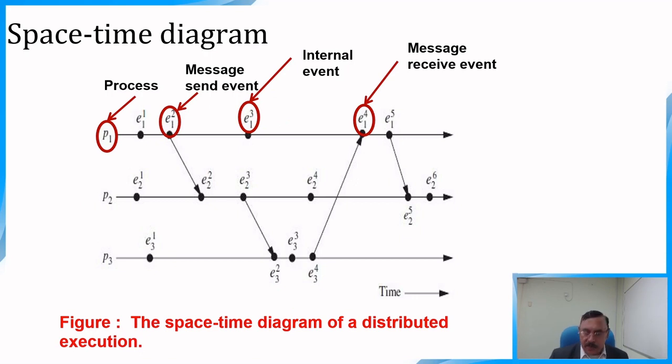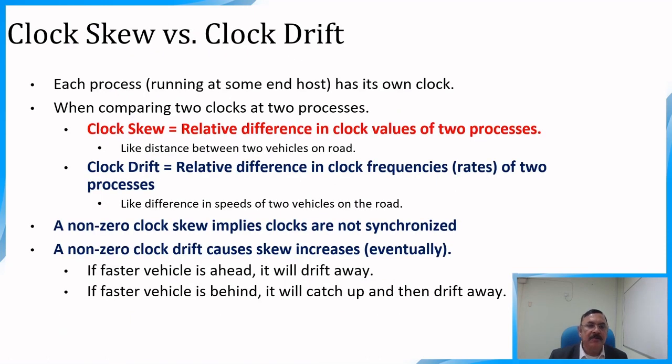So, let us take this particular fact by a diagram which is called a space-time diagram. Space means these processes P1, P2 and P3. They are the distributed system processes running at different geographic locations, that is why there is space. Each process runs its events using its own clock, called internal events. Among these there are two specific events: one is the message send event, which communicates across the processes, and the message receive event also communicates across the processes. All other events are called internal events. A space-time diagram of a distributed execution is shown here as an example.